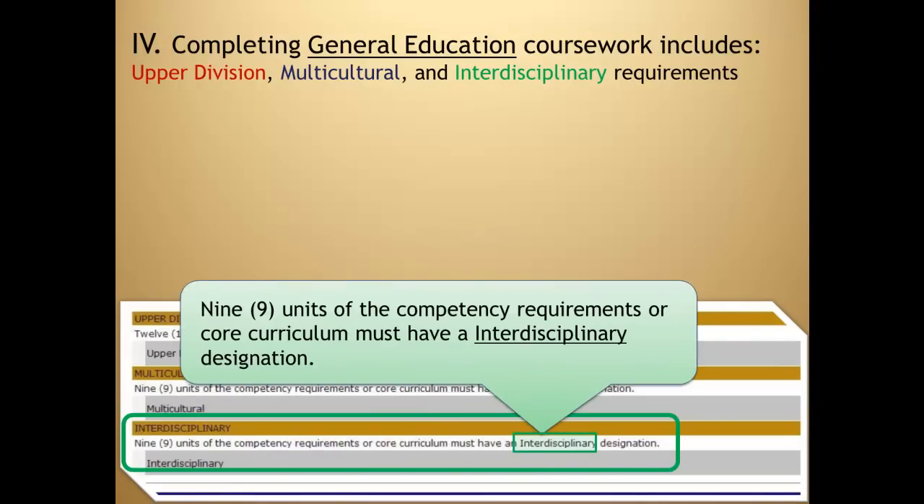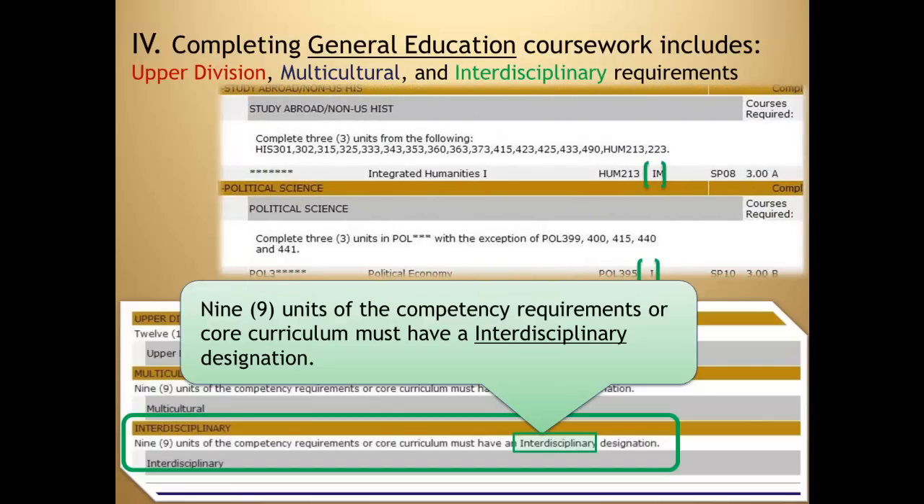The interdisciplinary designation requires 9 units from the competency or the core to have an interdisciplinary designation. This refers to courses that combine 2 or more academic fields of study. Courses that are designated as interdisciplinary are notated with an I, as in this snapshot from the degree guide.